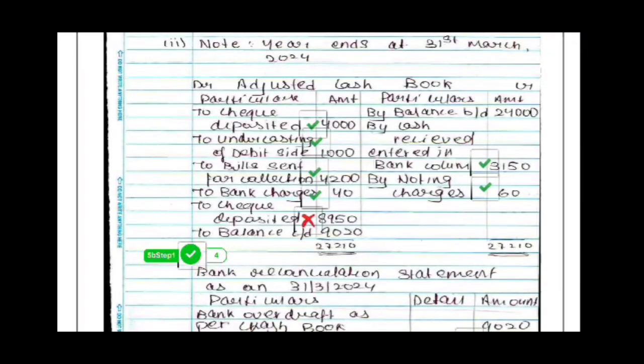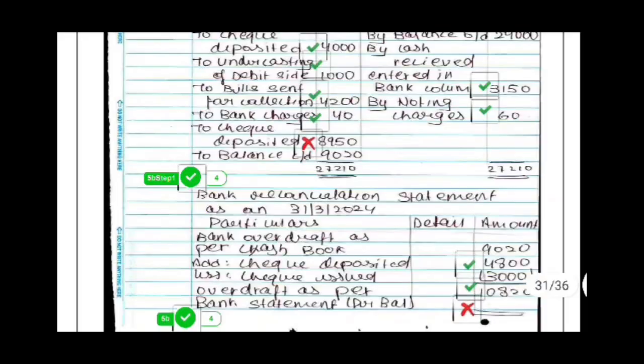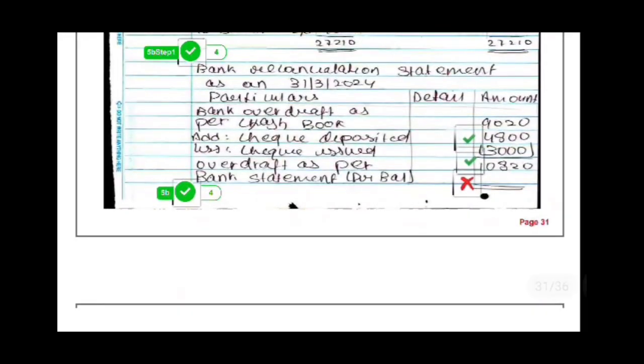You can see there's no particular format as such. I've written debit and credit because my sir told me to write it. And for the BRS, particulars, details, amount. Now moving on to the journal, again a journal question.